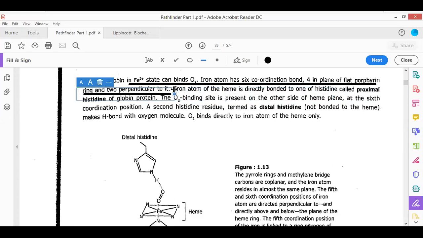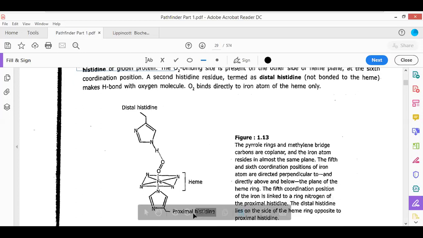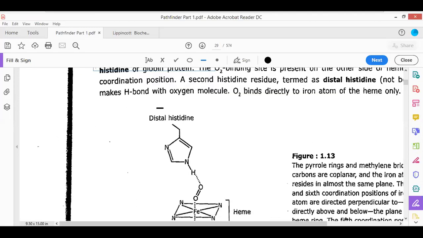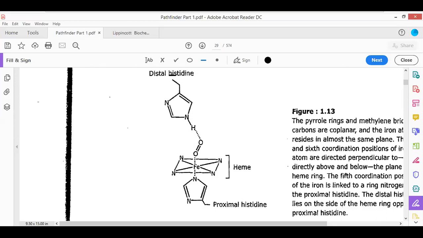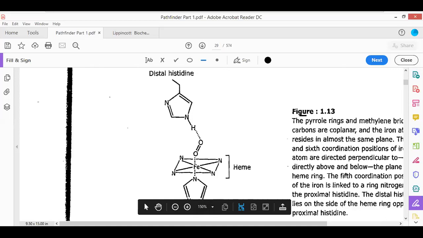The iron atom of the heme is directly bound to one of the histidines, called the proximal histidine. There are 2 different types of histidine present. One is called the proximal and another one is called the distal histidine. Please look at the structure because this structure is very, very important. This is the structure of the myoglobin molecule. You can read all the things that I'm telling you.